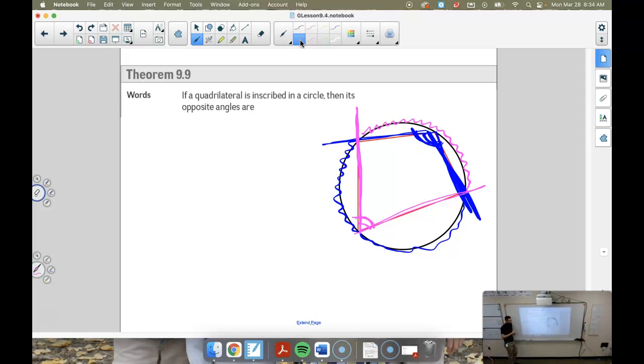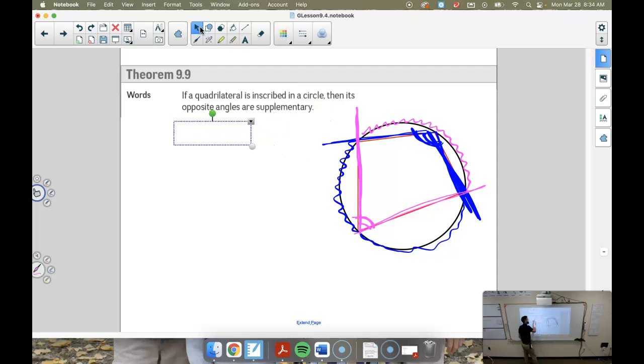How much of the circle right now is covered by blue squiggly and pink squiggly? All of it. How many degrees is the entire circle? 360. So if I took half here and half here, that would make them add up to 180, which means they are supplementary.